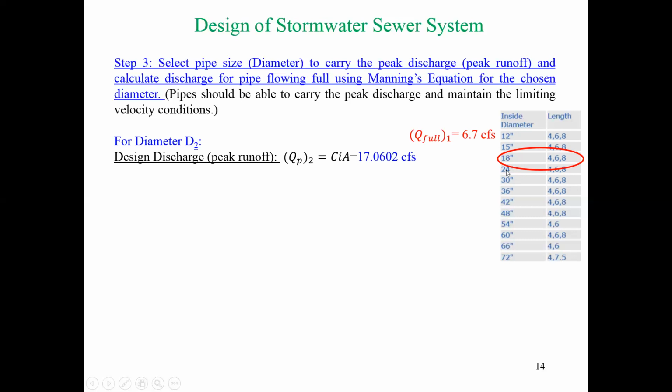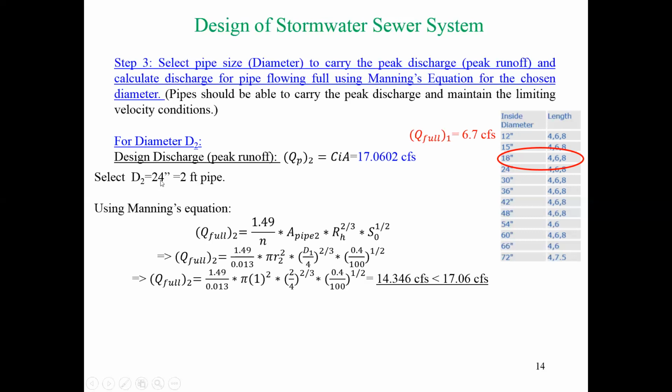Okay, so let's start working on that. For the 24 inch, 2 feet pipe, we got 14.346 CFS, which is less than 17.06. So this pipe size is not working. The next one is 30 inch. Okay, let's try that one. Select D2 30 inch, and we got 26.01 CFS. Yes, that is greater than 17.06 CFS. So we can use that most probably. So this pipe satisfies the first condition, it can carry the peak discharge.